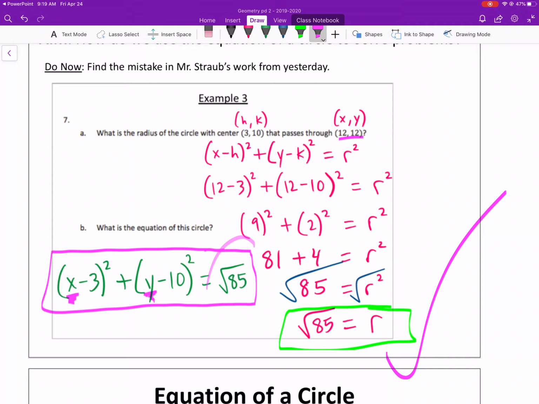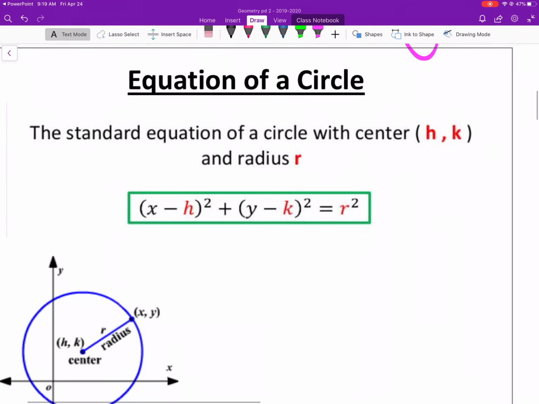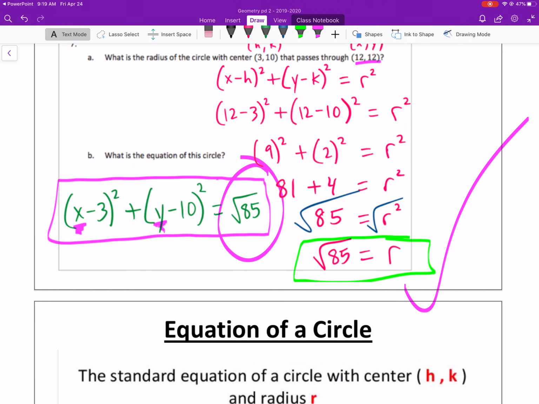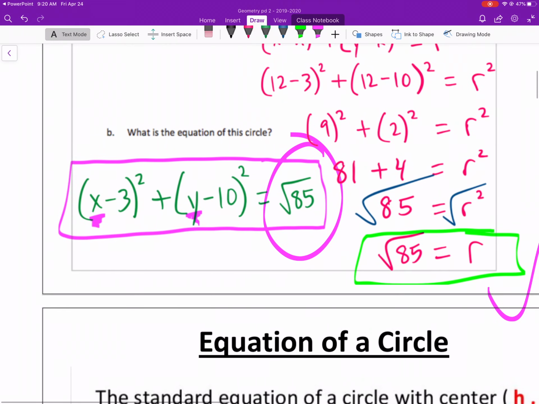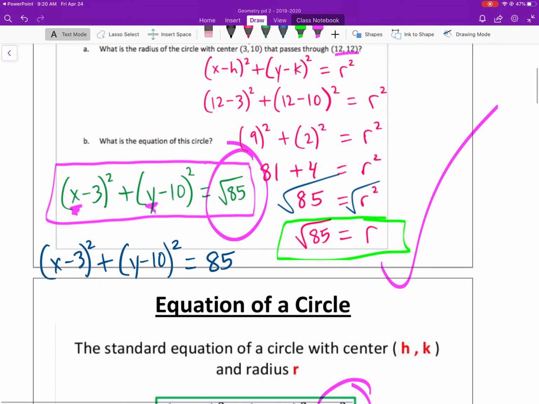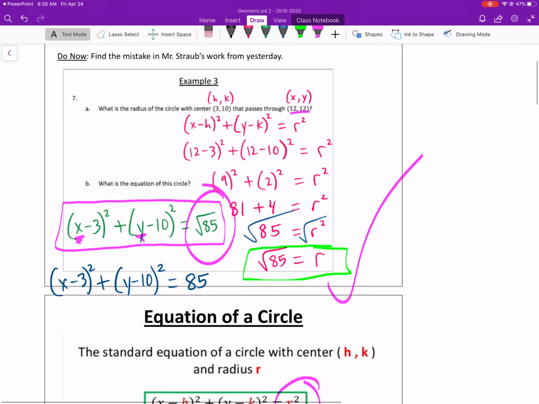So we're looking right here now. That's the mistake, because when you're writing the equation, you have to have the radius squared. So when we're solving, we end up with a radius of radical 85. That's true. However, when we insert it into the equation, it should not have that radical. So your final answer should have been x minus 3 squared plus y minus 10 squared is equal to 85. So remember, when you're writing it into the equation, you need the radius squared. All right, nice job, Jania.